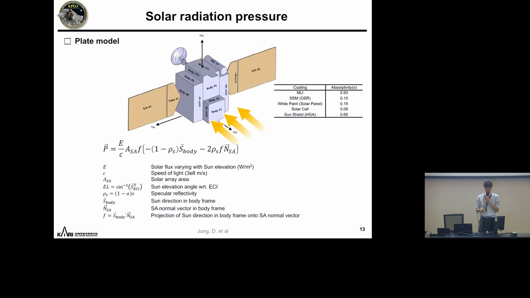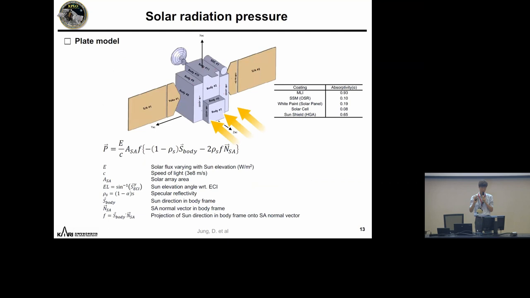So we'll talk a little bit more about the major sources of disturbance. So the solar radiation pressure, which is caused by photons impinging on the spacecraft, we treated the spacecraft as a plate model.